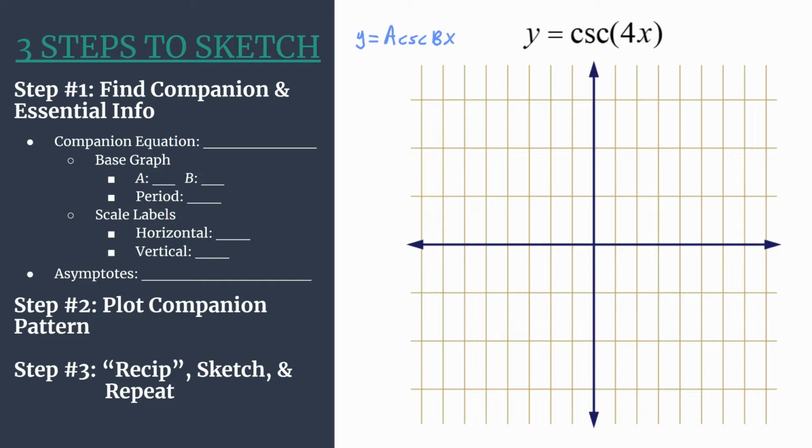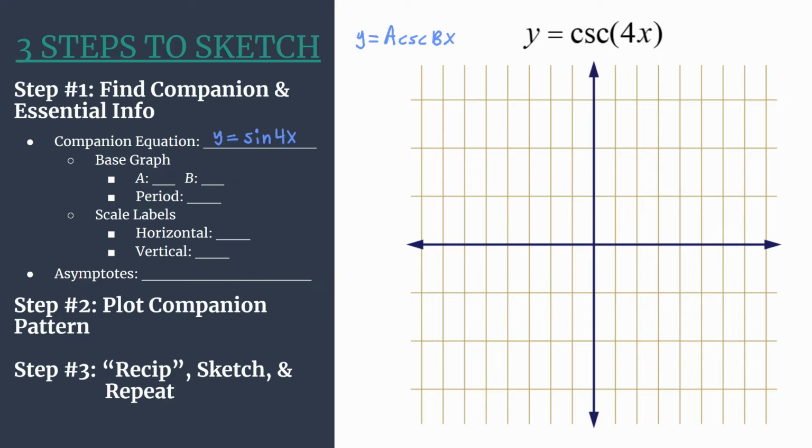Let's find our companion equation and the essential information that goes with it. The companion equation for a cosecant graph is simply going to be its reciprocal, sine. So we're going to graph y equals, replace cosecant with sine, y equals sine 4x. If we can graph this, in step 3, we'll take the reciprocal and get the graph that we actually want, cosecant. If you don't know how to graph basic sine graphs yet, be sure to go into the video links in the description and watch that video first, master graphing sine, and then it'll be so easy to transition into cosecant graphs. All right, so let's get some information on y equals sine 4x.